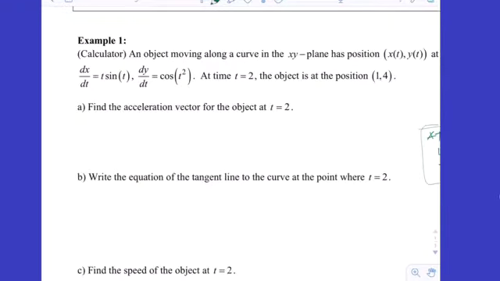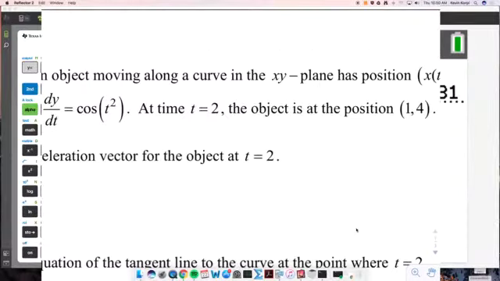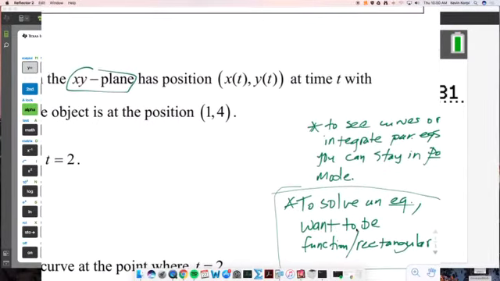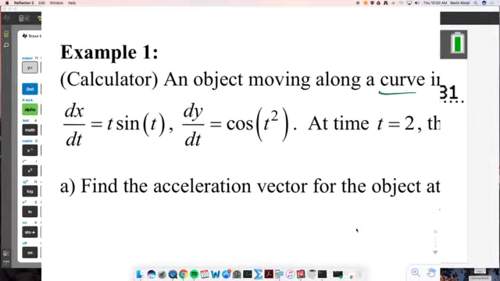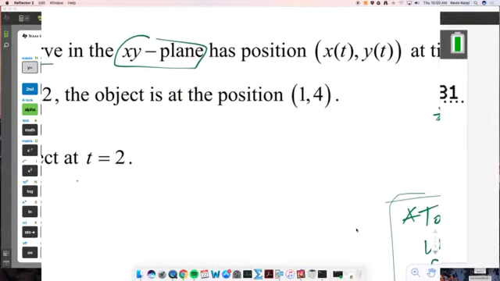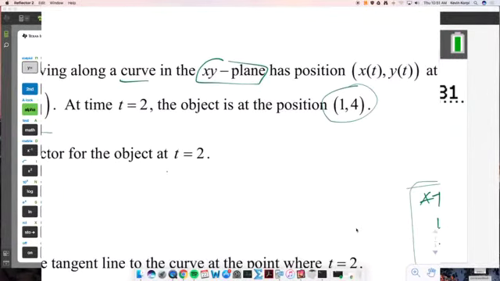So this is a calculator primitive question. An object is moving along a curve in the xy plane. So if it says curve or xy plane and you have particle motion, you know it's a parametric / vector. It has position x sub t, y sub t at time t. And notice we are given the derivative equations. So these are the velocity components. At time 2, the object is at the point 1, 4. So that means that when t is 2, x is 1, and when t is 2, y is 4.